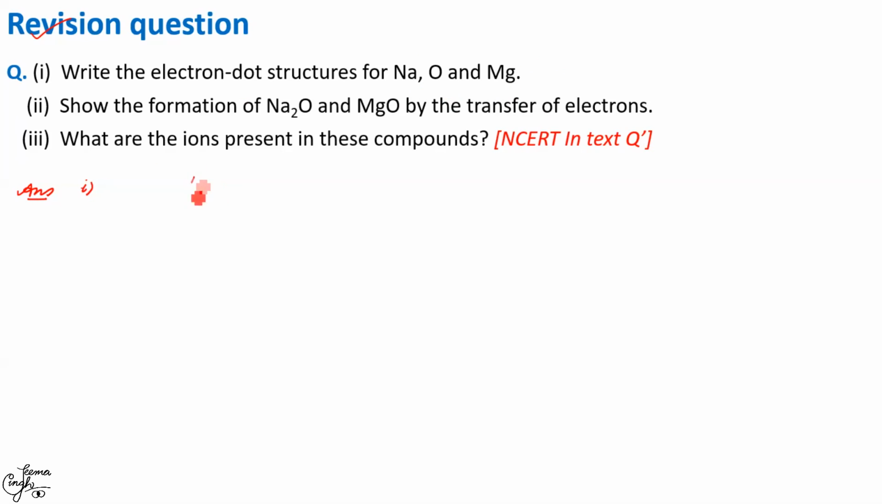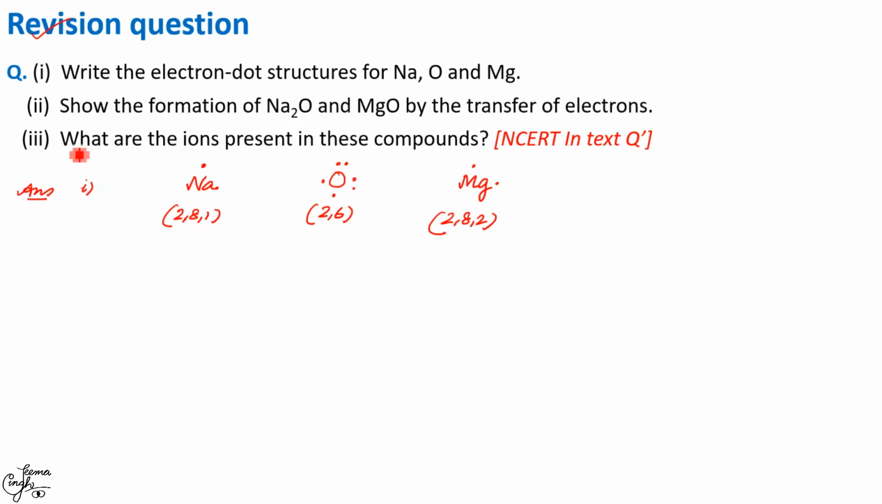Answer 1. Sodium. It has configuration 2, 8, 1. So its electron dot structure is represented by Na with 1 valence electron, represented as a dot. Coming on to oxygen, its configuration is 2, 6. So its electron dot structure is 1, 2, 3, 4. Start pairing 5 and 6. Next is magnesium. Its configuration is 2, 8, 2. So electron dot structure is Mg, represented by 2 dots for its 2 valence electrons.